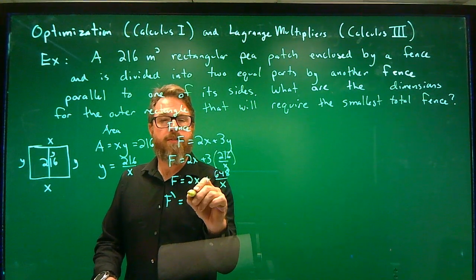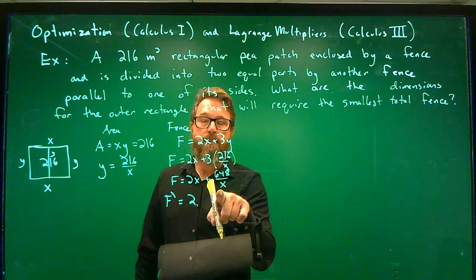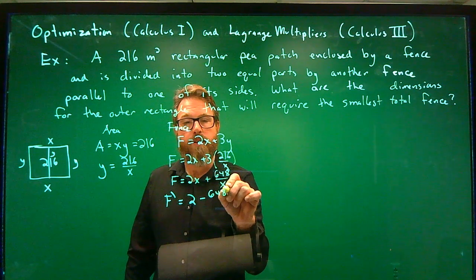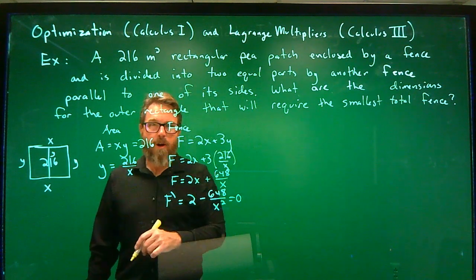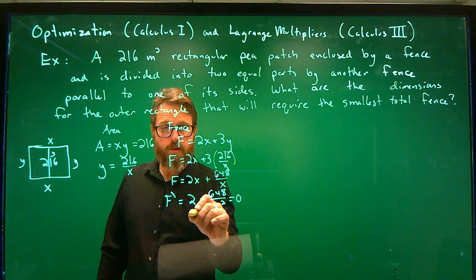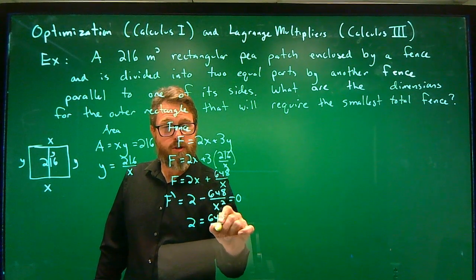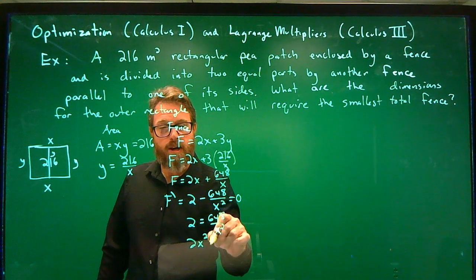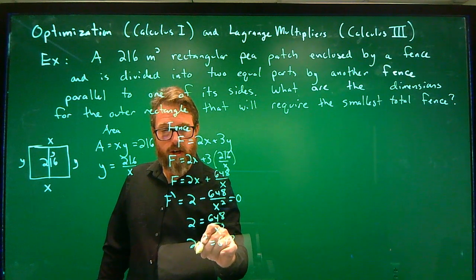Well, the derivative of 2x is 2. The derivative of this, since this is 648 times x to the negative 1, is going to be minus 648 x to the minus 2. So this is going to be minus 648 over x squared, and we are going to set that equal to 0. All right, so solving for x. To the other side, 2 is going to be equal to 648 over x squared. Then 2x squared is going to be equal to 648. Divided by 2 is going to give us 324.